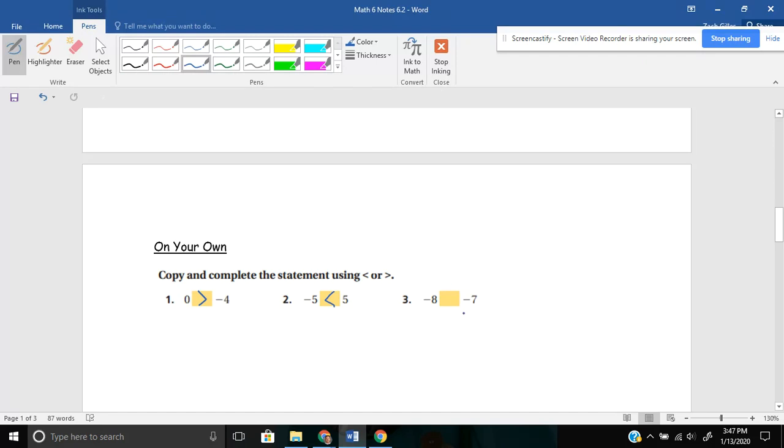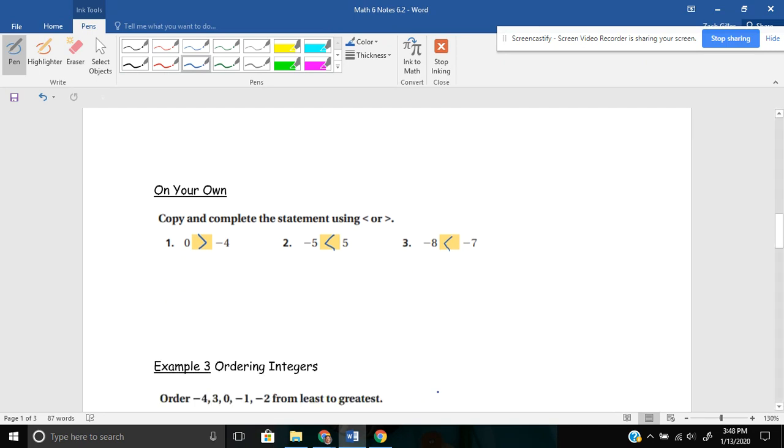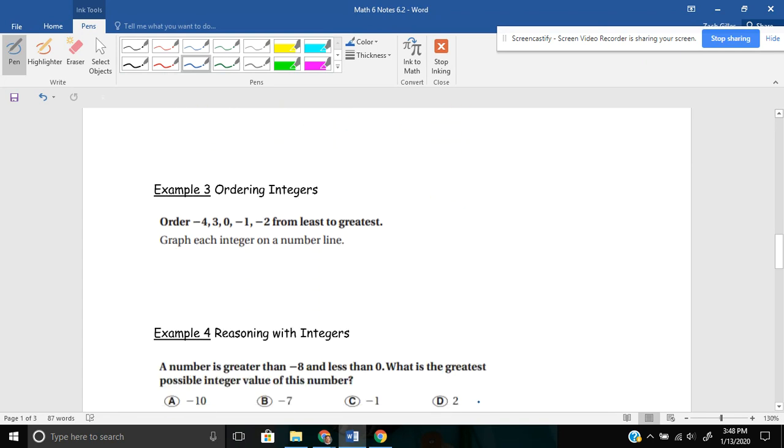And in the last one, negative 8 and negative 7, negative 7 is greater. If you put it on a horizontal number line, negative 7 is further to the right. So numbers further to the right are greater. All right, questions on those, let me know.